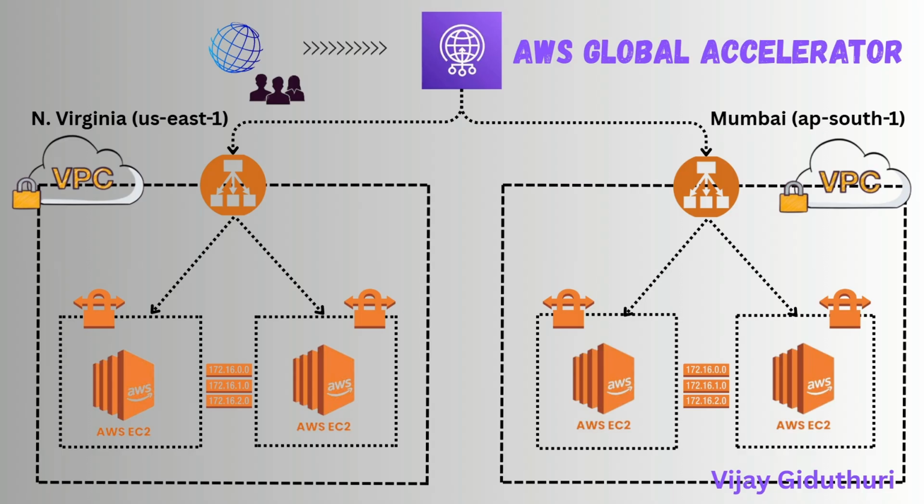My nearest edge location is Mumbai. Currently I'm in Hyderabad, so Global Accelerator is currently redirecting traffic to the Mumbai region, which is AP South 1. Let me show you the entire setup first.